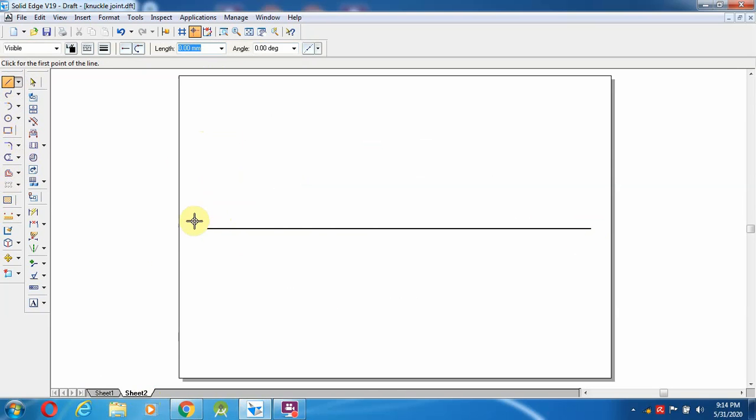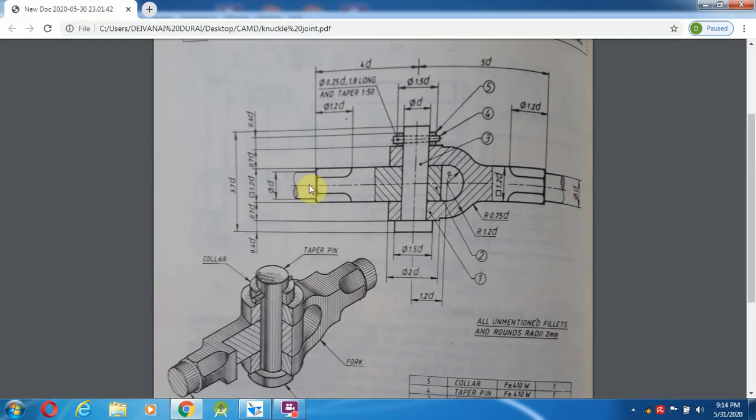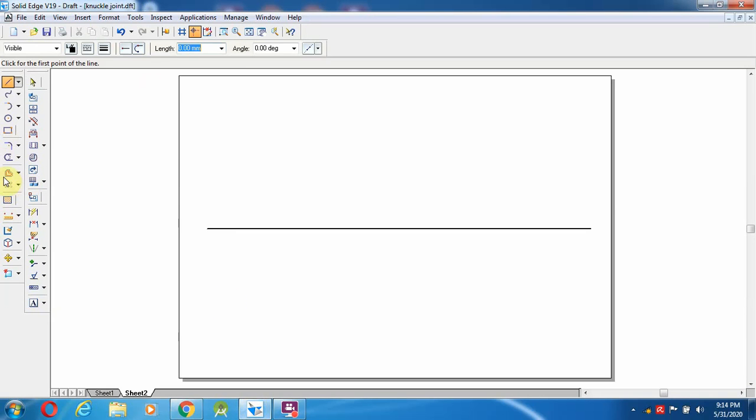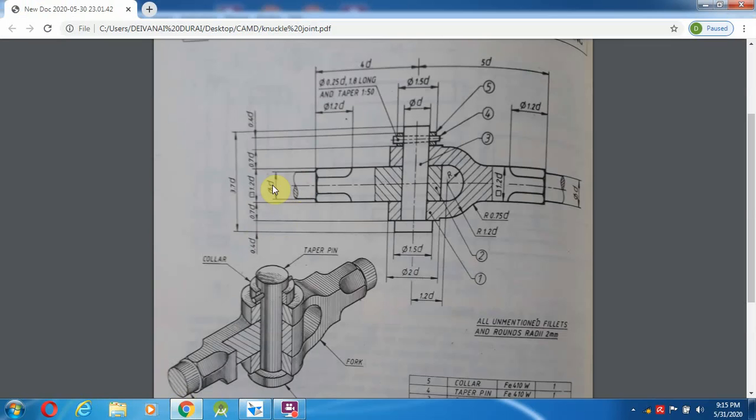After creating a line, with the use of the offset command, I'm going to make the other lines. Why? Because this is the axis line. With the help of the axis line, other lines like pi d, like this line, on these lines, all the lines you can create with the help of this axis line with the offset tool.